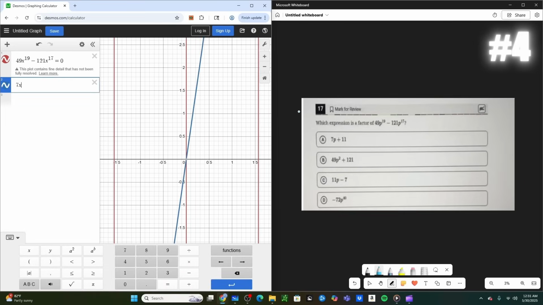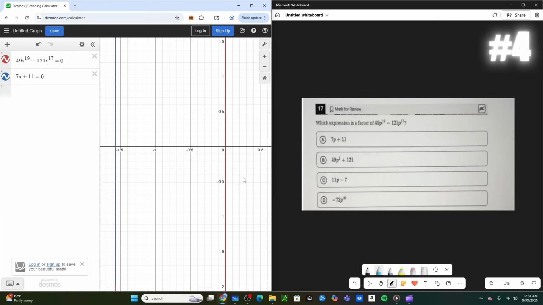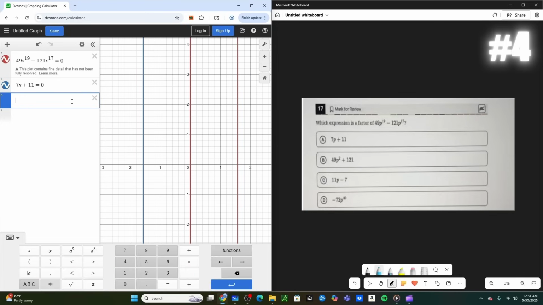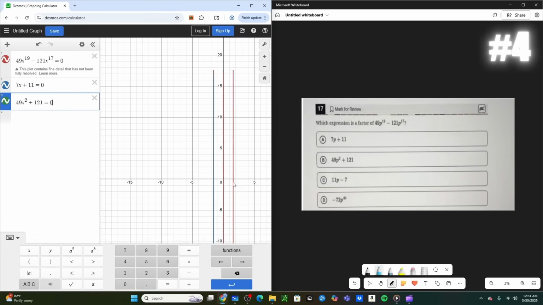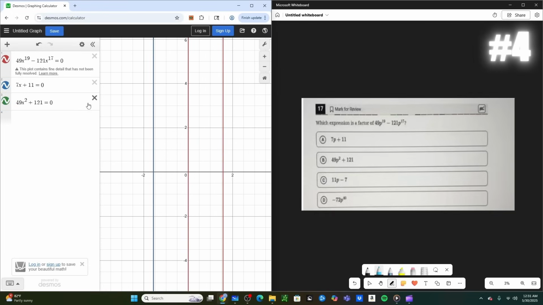So 7x plus 11 equals 0. Boom. We can already see that matched up. That matches this line perfectly. Let's check our other answer choices before we commit to that, though. So then we can say 49x squared plus 121 equals 0. Well, you can see no line appeared. That's because there is no solution to that factor, so it clearly is not a factor. So we can remove that.